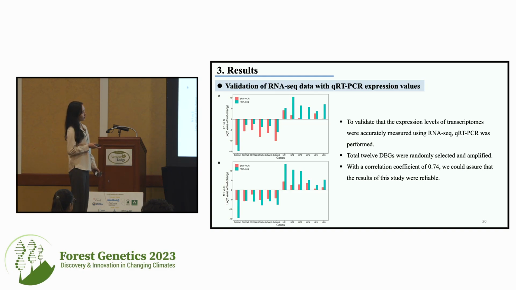To validate that the expression levels of transcriptomes were accurately measured using RNA-seq, qRT-PCR was performed in this study. Total 12 DEGs, up-regulated and down-regulated both in the female and male cones compared to stem, were randomly selected and amplified. With a correlation coefficient of 0.74, we could assure that the results of this study, which were analyzed and interpreted by RNA-seq data, were reliable.